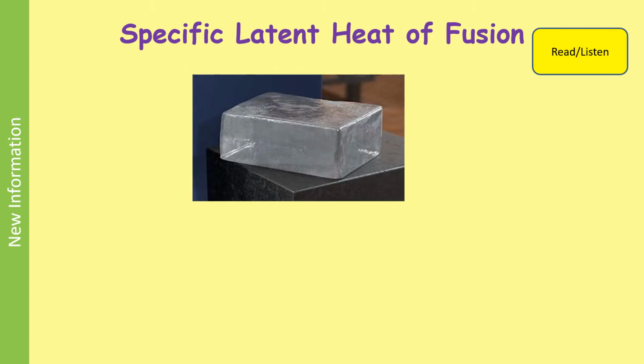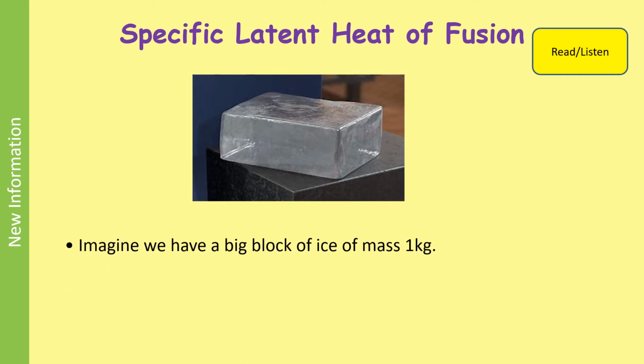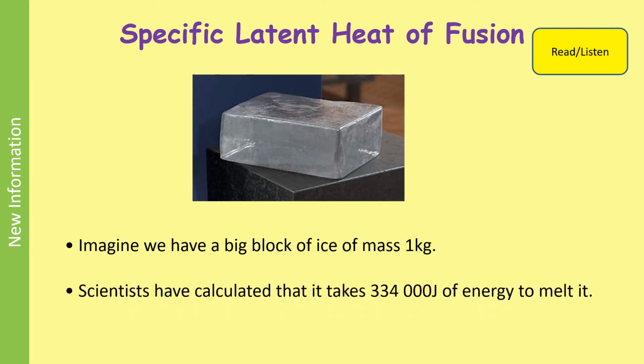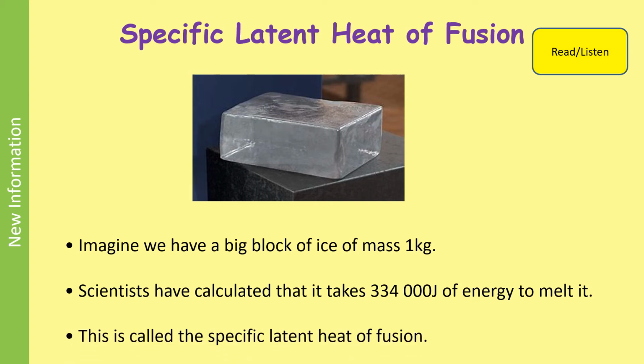Now, because there's more than one kind of state change, there's more than one kind of specific latent heat. So let's do this one first. If we have a big block of ice with a mass of 1 kilogram, scientists have calculated that it takes 334,000 joules of energy to melt it, so that is to change it from solid to liquid. Now that energy is called the specific latent heat of fusion.